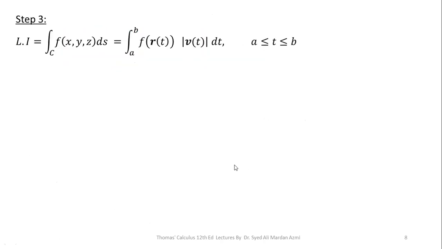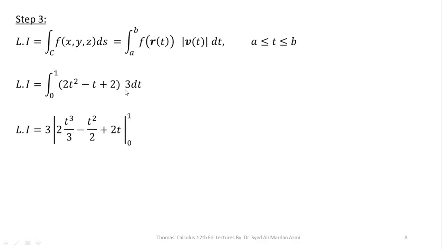After step number 2, we can move on to step number 3. Now we will replace the values in the formula of line integral. The limits are between 0 to 1. The value of f of r of t we have calculated as 2t squared minus t plus 2. The value of mod v of t we have calculated in the previous steps is 3. And we will integrate it with respect to the variable t. 3 is constant, we can take it outside. The integration of 2t square is 2t cube over 3. Integration of minus t is t square over 2. And integration of plus 2 is 2t.